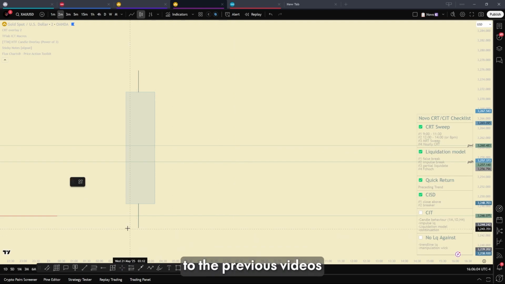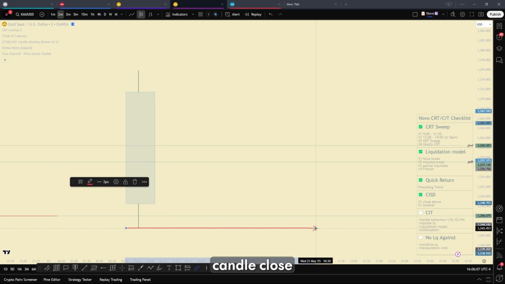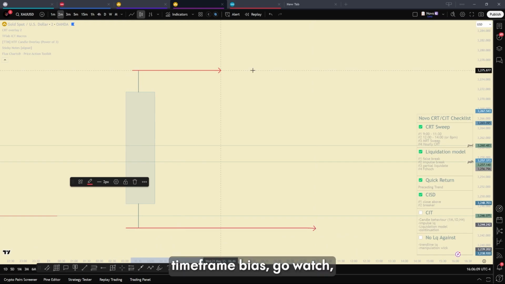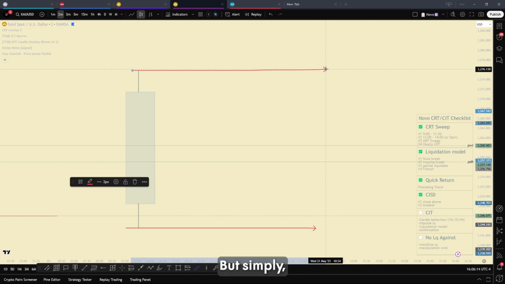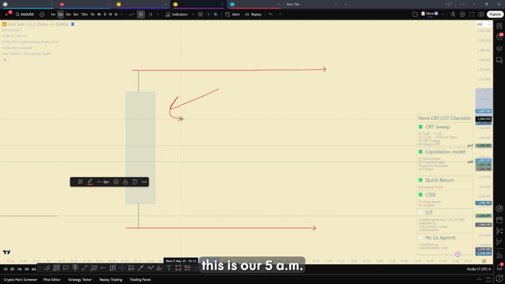If you guys haven't gone through the previous videos on the far candle close and the daily time frame bias, go watch that. It's going to be extremely helpful to you guys and help you get a lot more clarity with your trading. But simply, this is our 5 a.m. far candle. There are three main candles that are printed each day on our far time frame: 1 a.m., 5 a.m., and 9 a.m., then 1 p.m., 5 p.m., and 9 p.m. We focus on those AM candles.